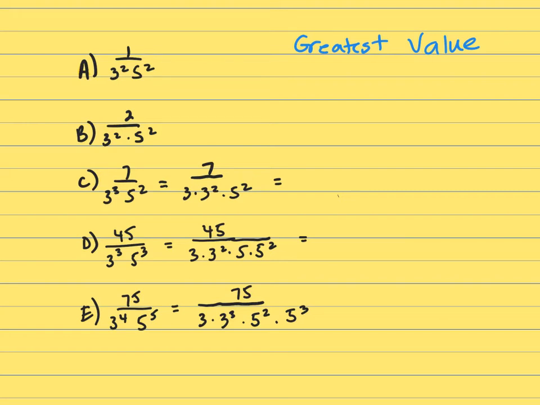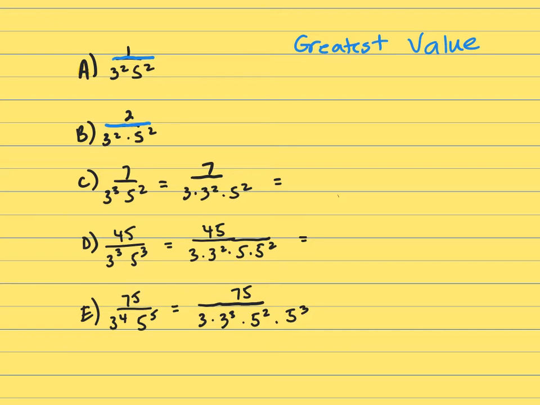Okay, I believe it's going to be C, D, or E, because in A and B, your denominator's the same, but your numerator's very small. I need a larger numerator to get a larger number. And of course, from A and B, your larger one would be B because 2 is greater than 1.